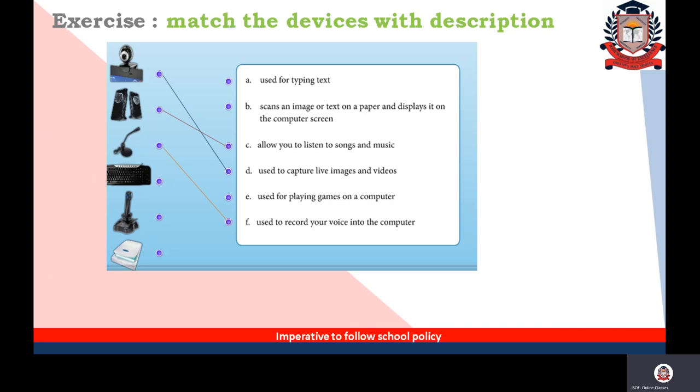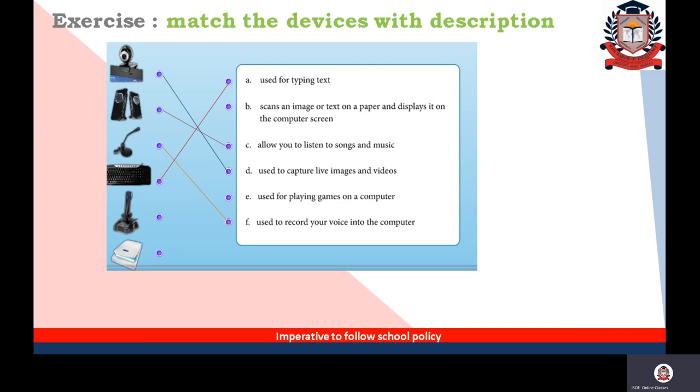Very good. Keyboard. What are the main features of the keyboard? The buttons in the keyboard are called keys. What is the keyboard commonly known as? QWERTY keyboard. Yes. With the help of the keyboard, we can type text, numbers, and special characters. We can use all these keys. Let's now match it. Used for typing the text: A is our correct answer. Very good.